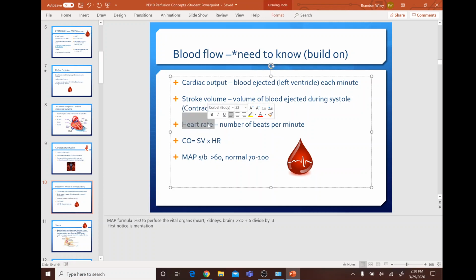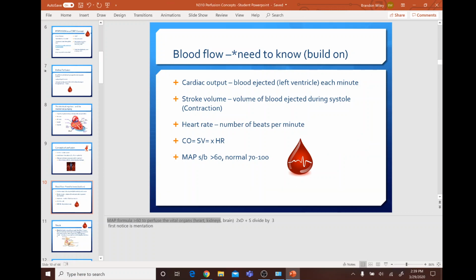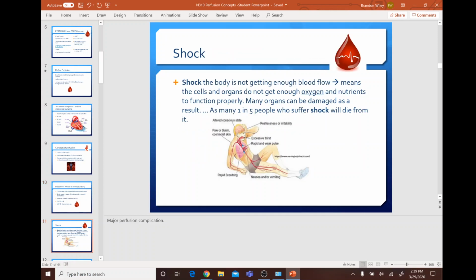So we know heart rate, that's obviously number of beats per minute. So what do you think the formula for cardiac output is? Stroke volume times heart rate. So with our MAP, we know it has to be greater than 60, and normal is 70 to 100, but in the hospital it's basically greater than 60. So if we have a MAP less than 60, what do you think is the first sign we'll notice when it goes down? Mentation, good job. So shock, what do you think shock is? Like, what would you say it would be?